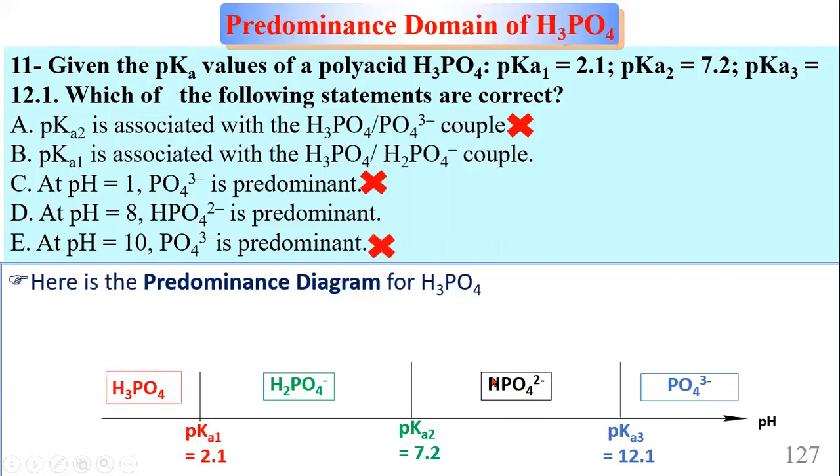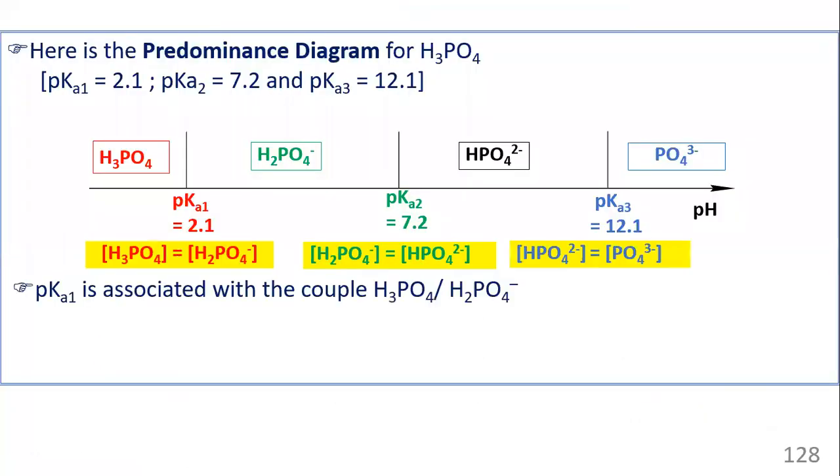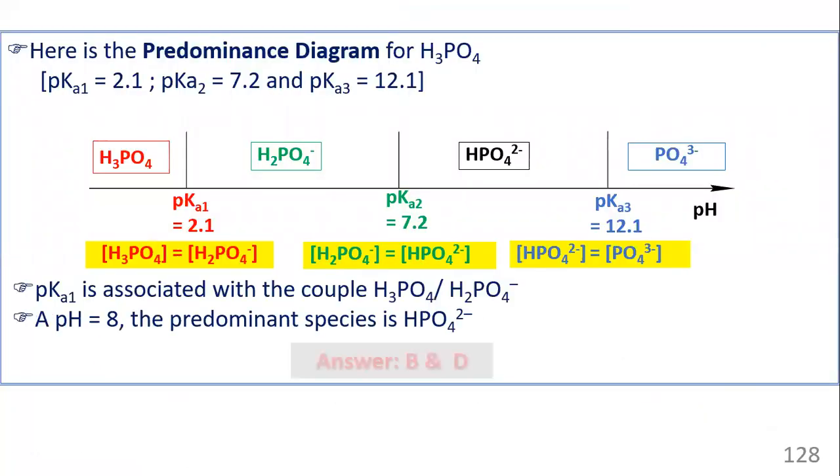So it's very easy to do this, and that's the only diagram that you need. You don't need more details on this predominance diagram. That's really the easiest predominance diagram. Just separate by pKa values and put the species. Most acidic at the lowest pH, and at the highest pH, the most basic species. All right, so the answer for this is really B and D.